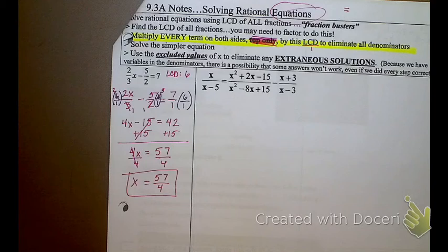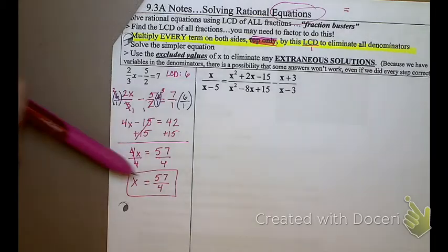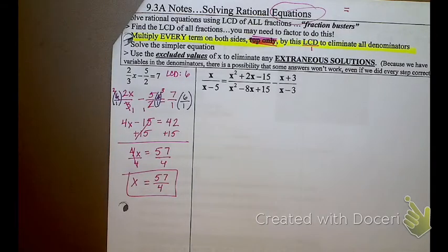Part of the reason why I don't like mixed numbers is because in order to check your answer or do any calculations with it, you have to turn it back into an improper fraction anyways. So why not just leave it as an improper fraction that's reduced?